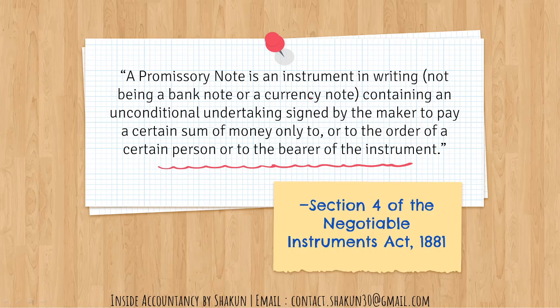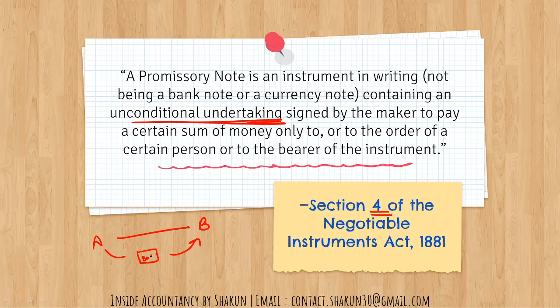Now, the definition looks similar to the bill of exchange definition, but this definition is given under section 4, and it is an instrument in writing. It is not a banknote or a currency note, and it is not an order but an unconditional undertaking. Like we took an example of A and B, A drafts the document and sends it to B, right?